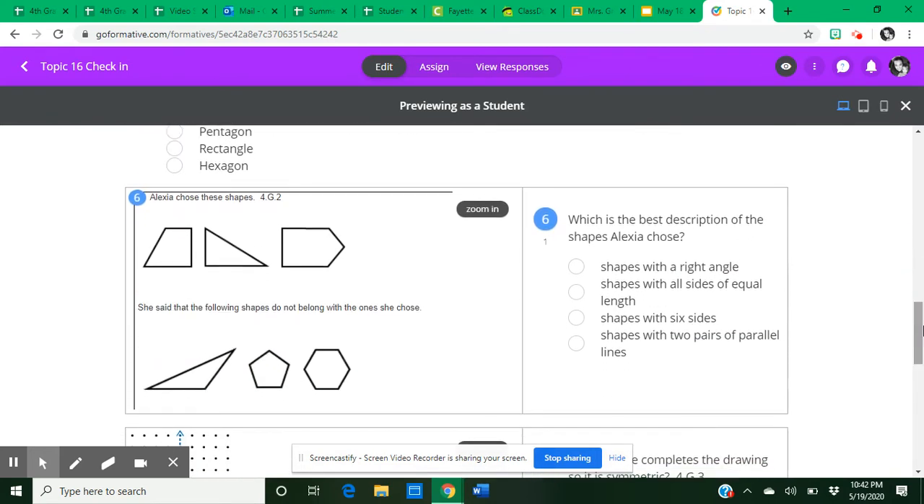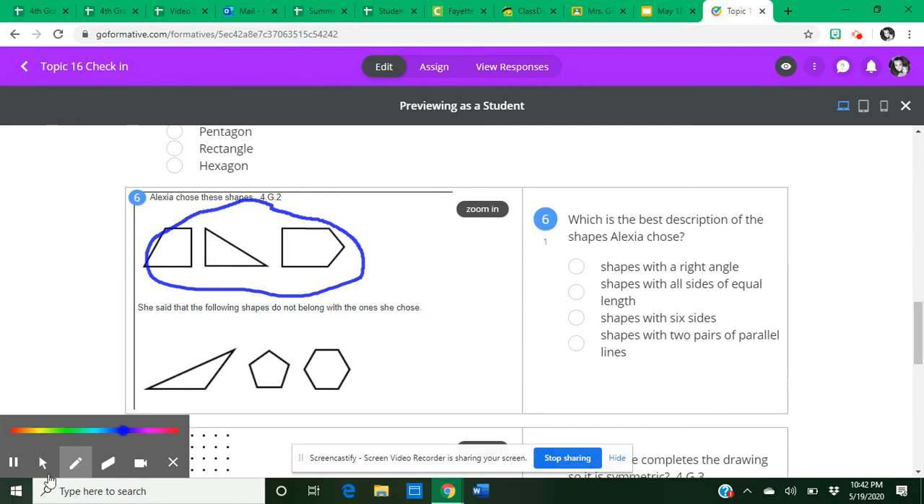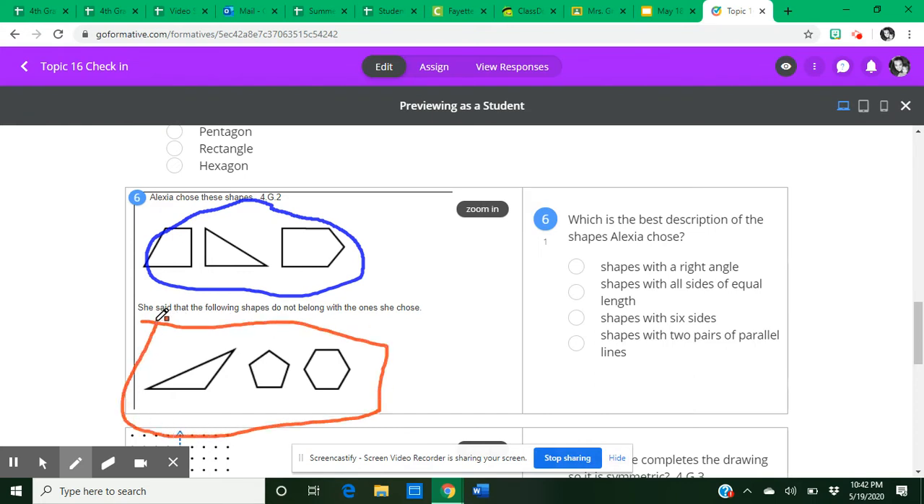Number six, Alexia chose these shapes. You can see the three shapes here that she has chosen. Circle them. So she chose these. These three shapes. She said the following shapes do not belong with the ones she chose. So these ones down here do not belong in her group. Okay.